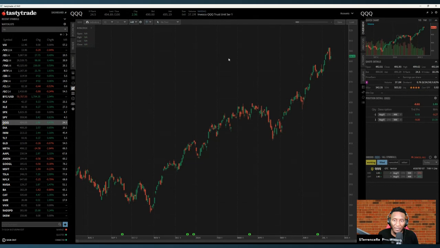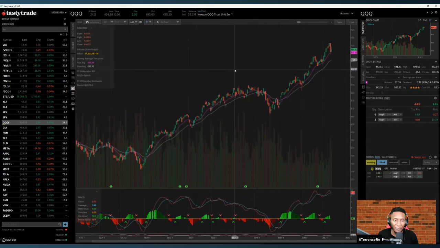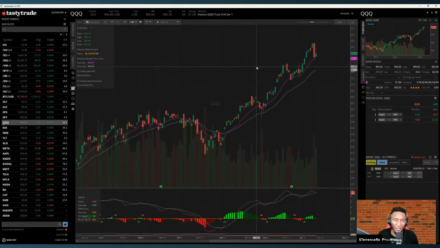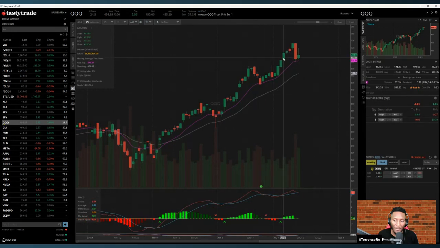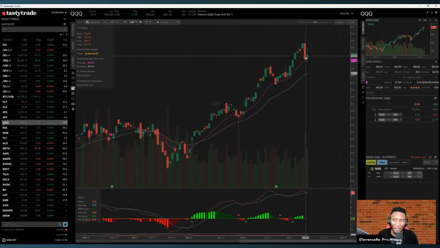If I put everything on here, you can see that we had this big red candlestick right here, right? So it's resting right here on this moving average. I really think that it's going to roll over, that this MACD will go ahead and cross over, and we'll probably get another little down move in here to maybe 485.